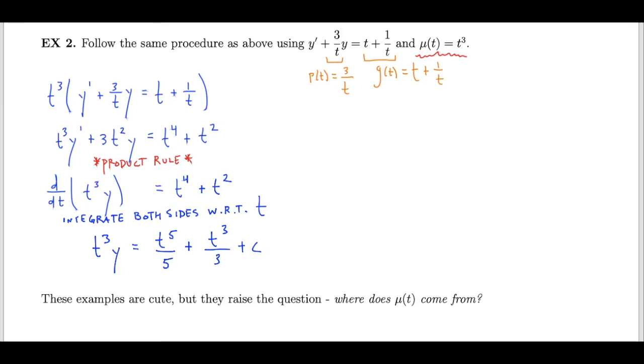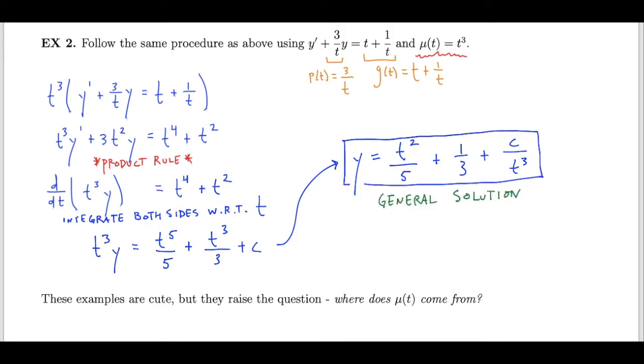Next, my goal is to identify the solution, y, to isolate y in this equation. So I'll simply divide the entire equation by t cubed. Dividing by t cubed and simplifying gives me y equals t squared over 5 plus 1/3 plus c over t cubed. And this is my general solution. This is the solution to my differential equation.